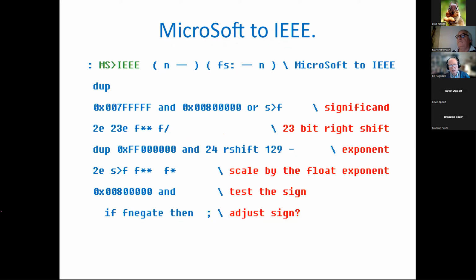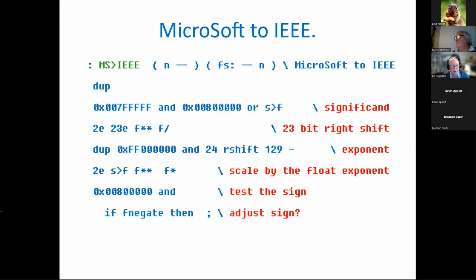First thing we do is we duplicate this number on the data stack, and then mask out with that 7FFFFF, and then the ANDing with the 8, and that gets our significand. Then S to F moves it to the floating point stack. So there's our significand with the hidden bit restored. Then we do some exponentiation, put 2 on the floating point stack, 23 on the floating point stack, and then do an exponentiation and the right shift.